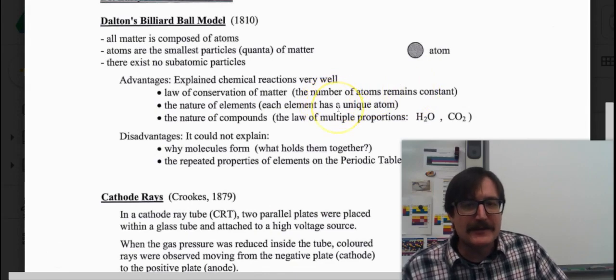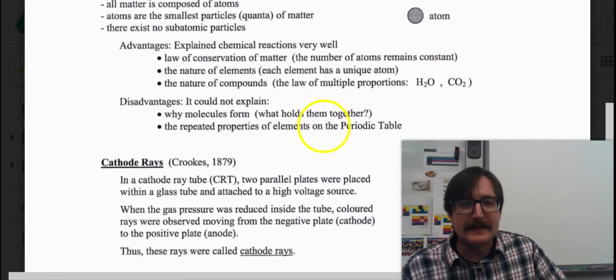In other words, law of conservation of matter, nature of elements, nature of compounds, and it couldn't explain why molecules form and the repeated properties of elements on the periodic table, why they're grouped into families.